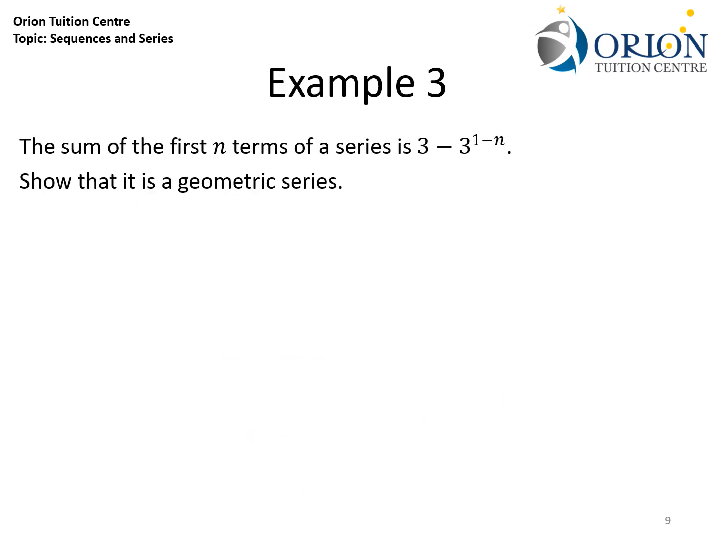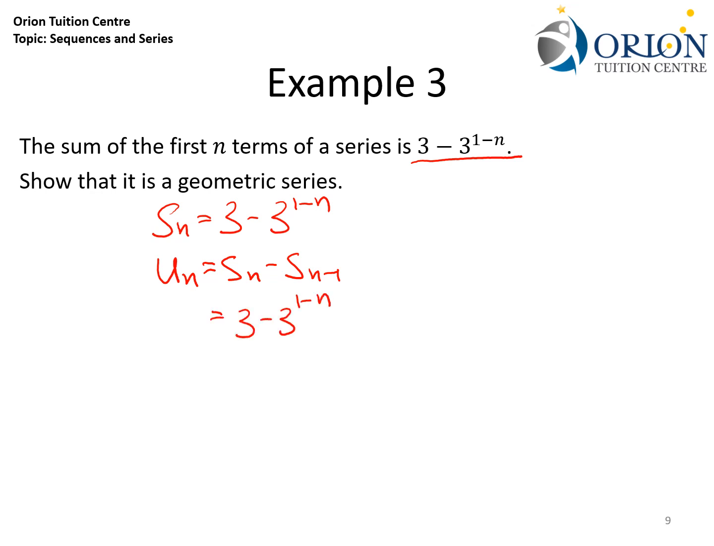In example 3, we are now given the sum of a certain series to be 3 minus 3 to the power of 1 minus n, and we need to show that this is actually a GP. So we know that Sn equals 3 minus 3 to the power of 1 minus n, and we need to first find out what is un, and we can use the formula un equals Sn minus Sn minus 1, which gives us 3 minus 3 to the power of 1 minus n minus 3 minus 3 to the power of 1 minus n minus 1, which is 2 minus n, and we end up with 3 to the power of 2 minus n minus 3 to the power of 1 minus n.